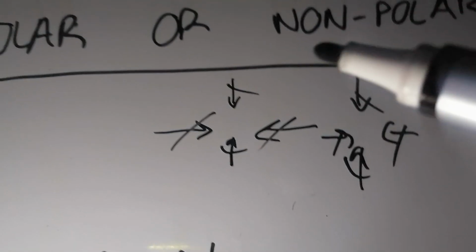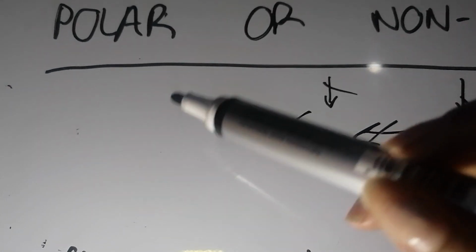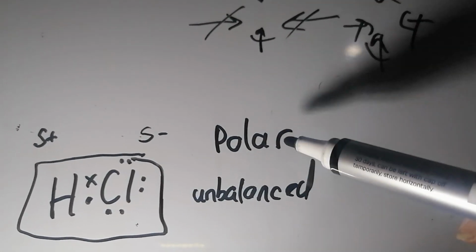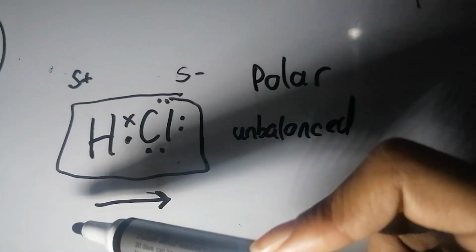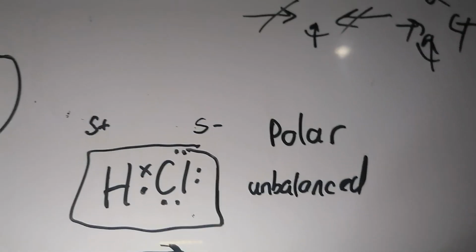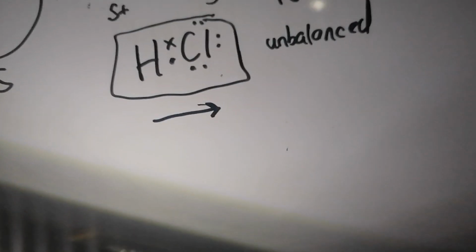non-polar. But if I cancel and some are left, or if I can't cancel at all, then we say it's unbalanced and therefore it's polar. So in this instance, there was nothing to cancel off with this arrow. So it's unbalanced, so it's polar. Let's take a look at a non-polar example so you can see what I'm talking about.